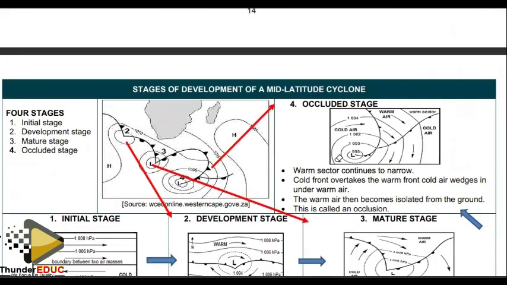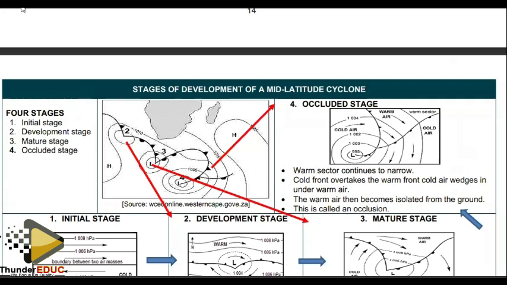If we check here, stage number 4, you can see when we reach occlusion, we are saying there is a section where warm air has been completely displaced from the Earth's surface. We no longer have incidence of the existence of warm air over the Earth's surface. The warm air has been completely displaced from the Earth's surface. That is what we call the occlusion stage.